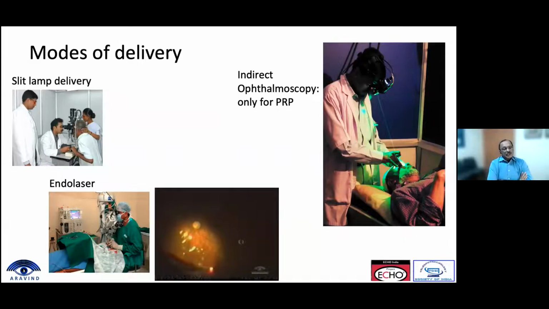So once you decide to do the laser, there are two modes of laser that you can use. The delivery mechanism that is the most commonly used is the slit lamp delivery mechanism, where you use a mainstem lens to focus the laser onto the retina. And the second one is the indirect ophthalmoscopy delivery system, the LIO, laser indirect ophthalmoscope. This you would use only for doing a pan-retinal photocoagulation and not for a grid or a focal laser treatment.